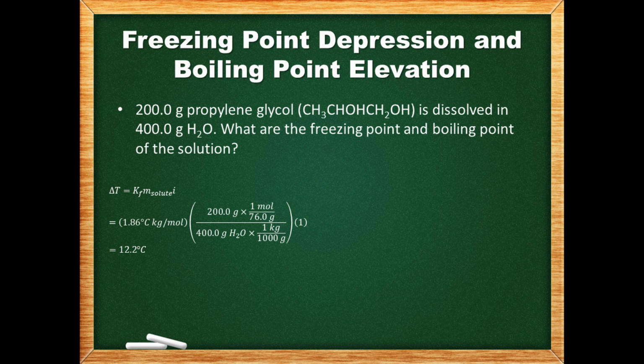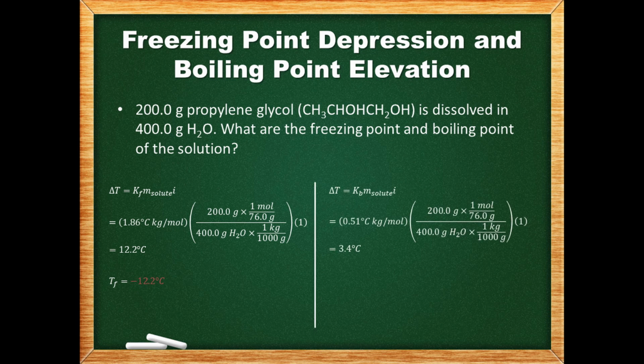Since we know that the presence of a non-volatile solute will lower the freezing point, and the freezing point of pure water is 0 degrees Celsius, we subtract 12.2 from 0. This gives us a freezing point of negative 12.2 degrees Celsius. The calculation for the boiling point is similar, although we have to use the Kb constant instead of the Kf. The boiling point will be elevated, and the boiling point of pure water is 100 degrees Celsius, so we add our temperature change to 100 degrees Celsius.